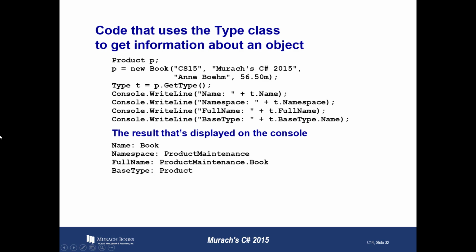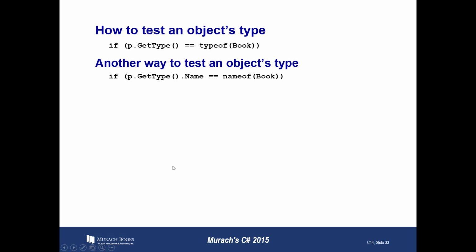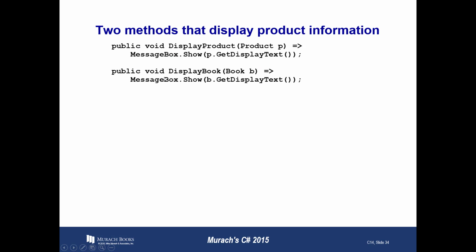Okay? So we've got an example here, code that uses a Type object that runs through some of that stuff. So notice Name gives you Book because that's the name of the class. Namespace, that'll give you ProductMaintenance because that's where the namespace is. So the FullName is the namespace dot the class name. And ProductMaintenance is of type Product. All right, just mention this, a couple different ways of testing.